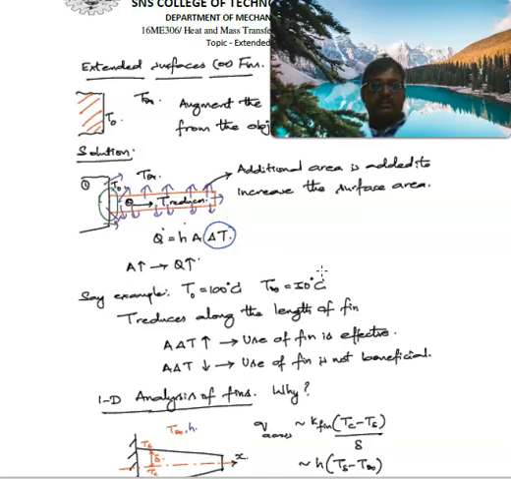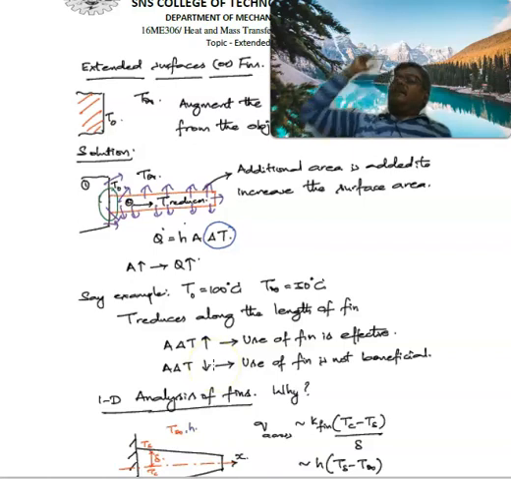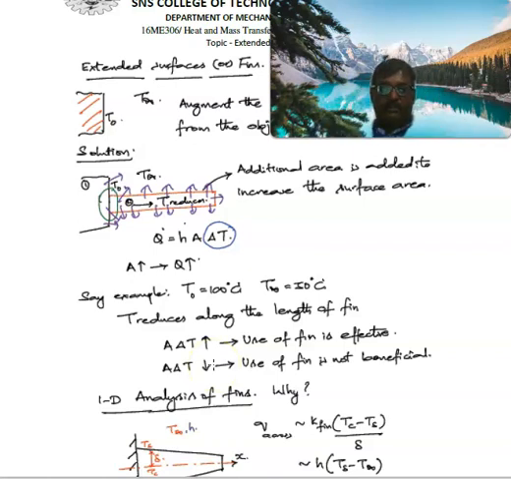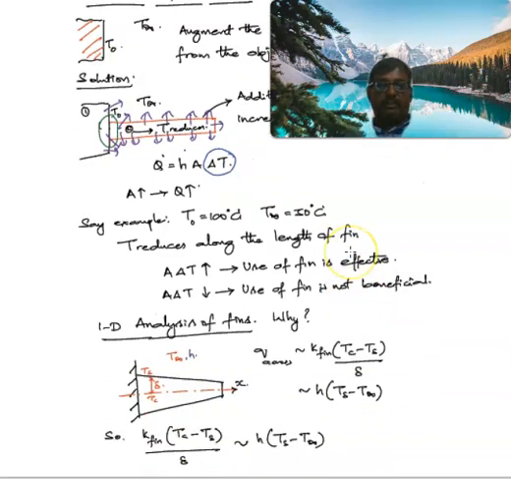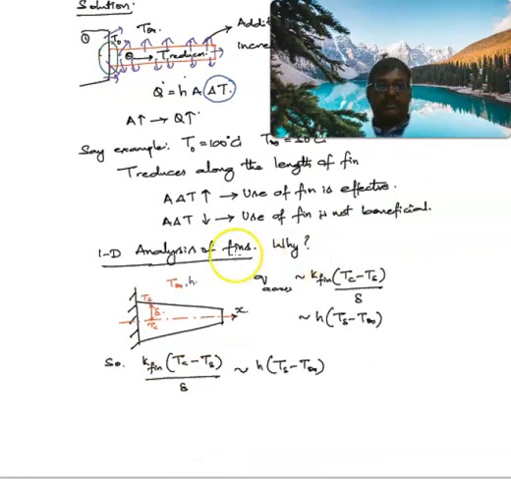So the temperature reduces along the length of the fin. As the length increases, the temperature reduces. When delta T is large along the length, the fin is effective. When delta T decreases, the fin is not efficient, and the length can be reduced. So here we would like to do a one-dimensional analysis for fins.